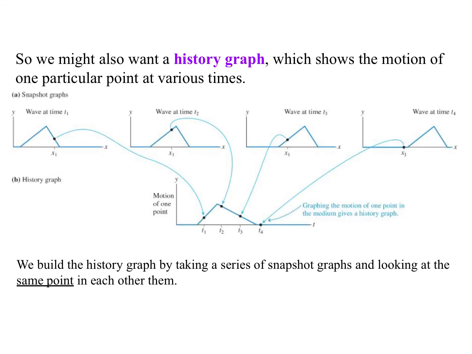So we might also want what's called a history graph, which shows the motion of a particular point at various times. We build them pretty easily by taking a series of snapshot graphs and looking at the same point in each of them. So here they've picked this point x1, and they say at the earliest time it's a little bit up, and then it's a little higher, and at the later time it's a little bit lower again, and then it's back to 0. And we map them into their place on the graph, and we find that it looks like this. You'll see, by the way, that the graph looks similar to the snapshot graphs, and that's not surprising.